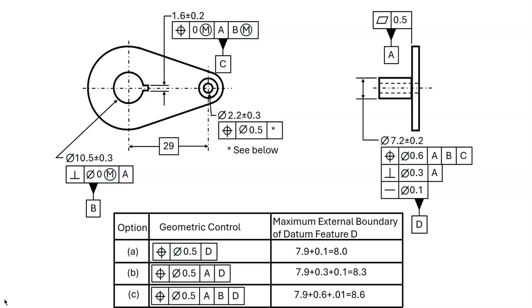We will calculate what the maximum possible boundary will be for each of the three options for how datums might be referenced. In each case, the boundary's diameter will be the same as the variable size hole in the gauge that we will use to establish our datum reference frame.